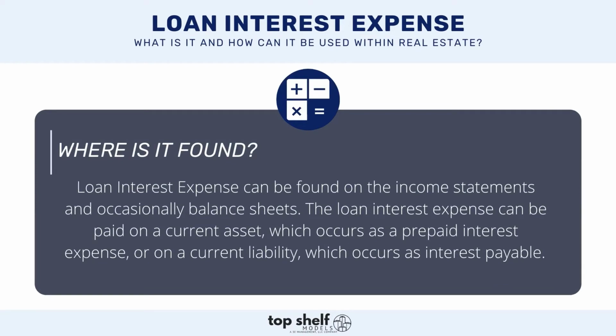This non-operating expense can be found on the income statements and occasionally balance sheets. The loan interest expense can be paid on a current asset, which occurs as a prepaid interest expense, or on a current liability, which occurs as interest payable.